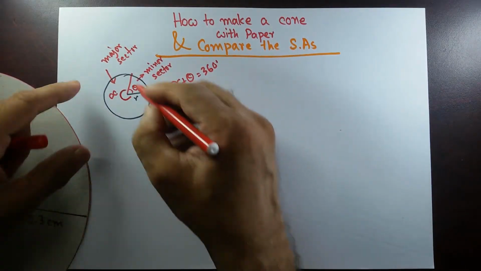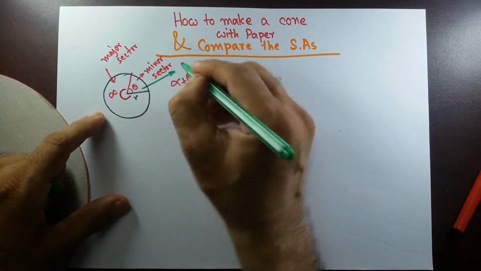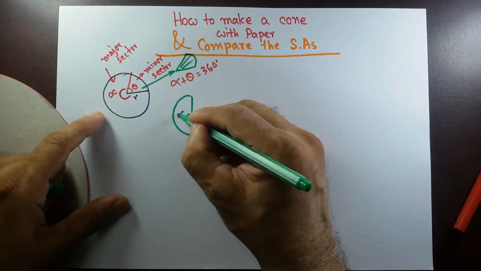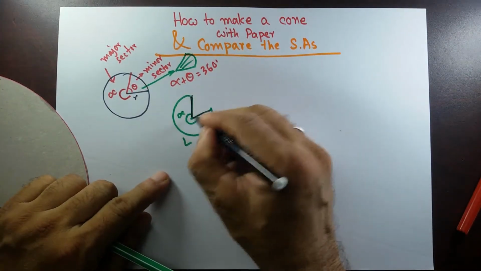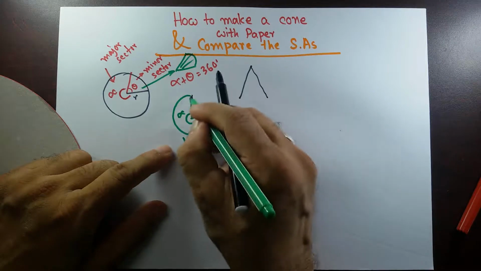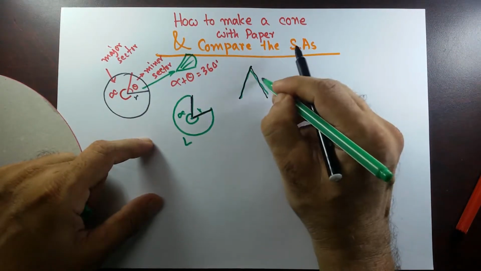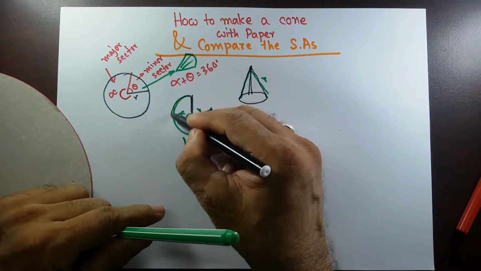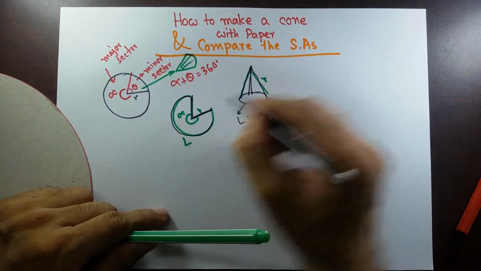When you have that, if you cut that and bring this one out, then you have a major sector with alpha here, and this is going to be the length. If you join these two radii, you are going to have something like this. When you join that, this becomes the radius. This length is the circumference of the new cone you have created. This radius comes over here.